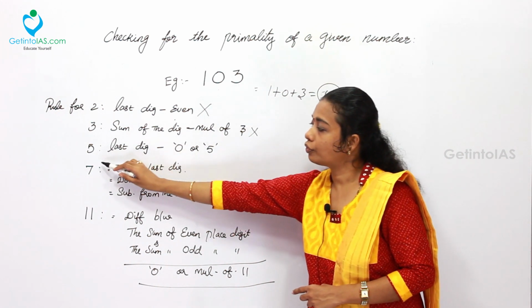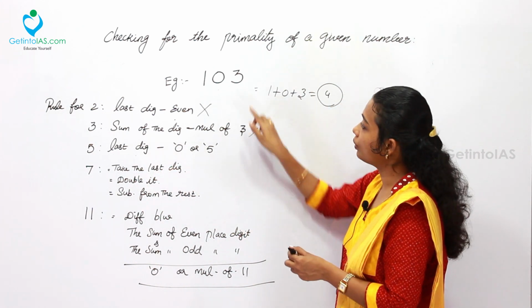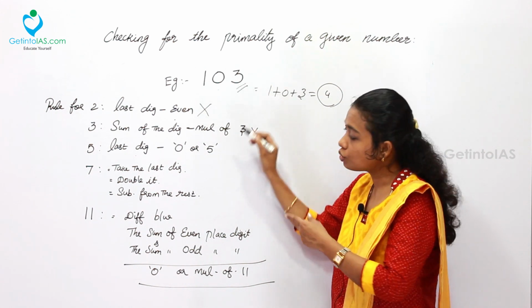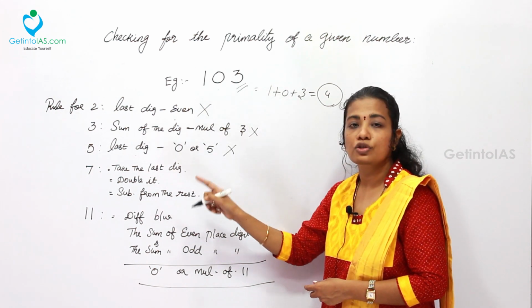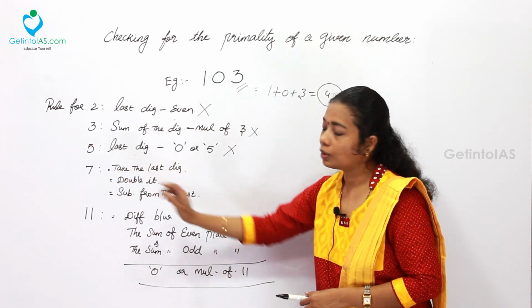Then the next one, for 5, the last digit should be 0 or 5. Looking at the last digit, that is 3, which is not equal to 0 or 5. So simply we can reject this. 5 is not a divisor of this number. So moving on to the next one, what about 7?